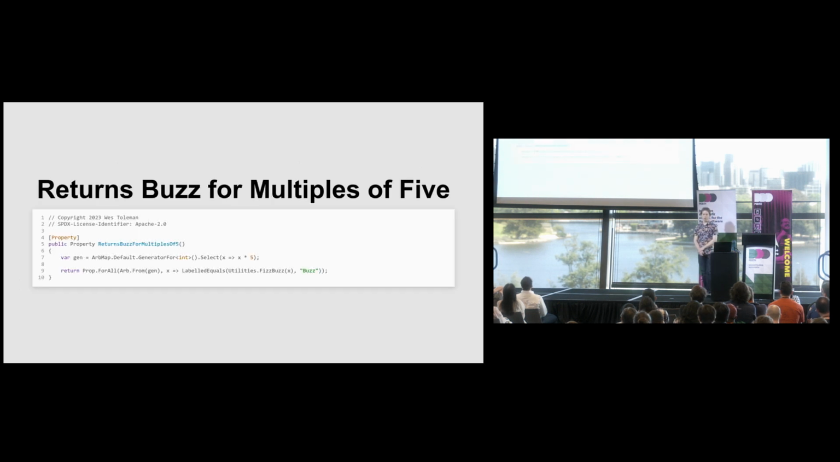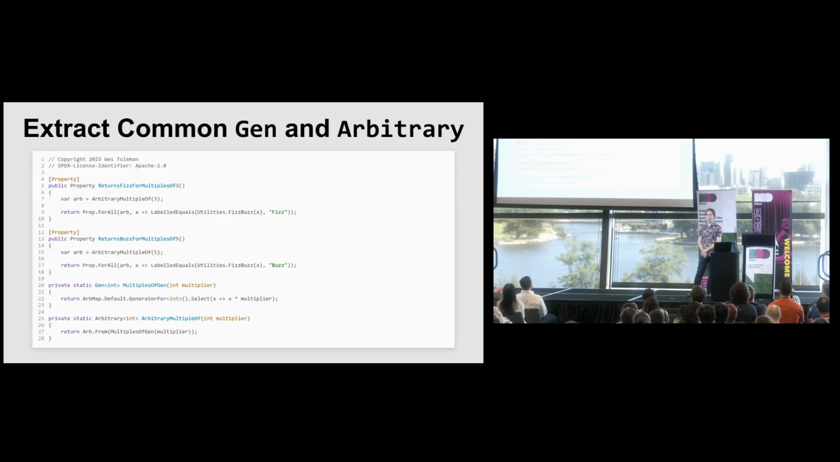We'll introduce a new rule. Multiples of 5 return buzz. We'll also create an accompanying test. Our test contains some common logic to generate an arbitrary multiple. Let's factor out the creation of a multiples generator and an arbitrary. I like to split custom generators and arbitraries into separate functions because we may want to use the generator separately from the arbitrary to create other generators. This saves us from having to extract it each time.